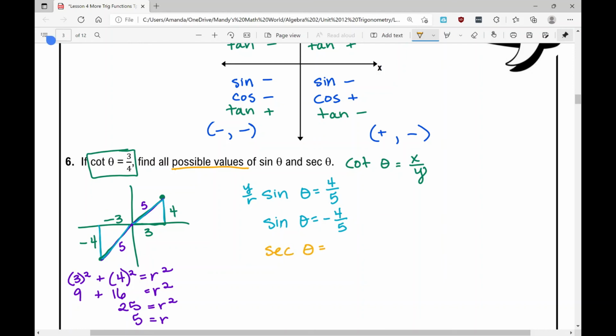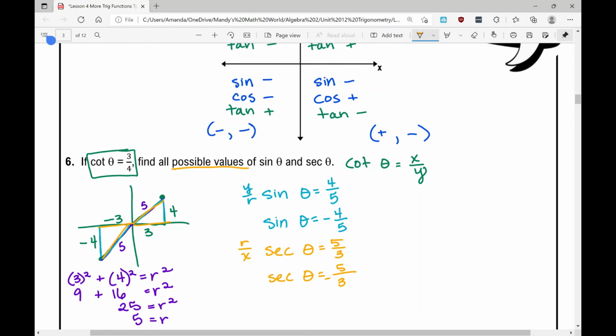Now let's look at secant theta. Secant theta is the reciprocal of cosine. So instead of x over r, it's r over x. So secant of theta could be 5 over 3, but secant theta could also be 5 over negative 3. So those are the possible values of sine theta and secant theta when we're given this information. We kind of have to think about a lot, and you have to literally dissect each part that you're given in problems like this.